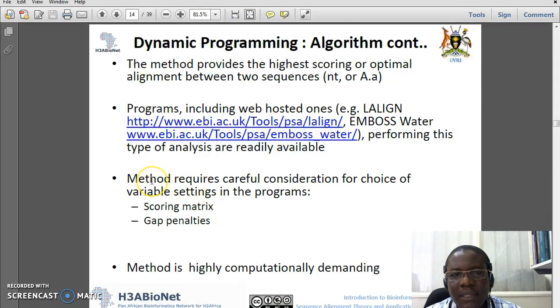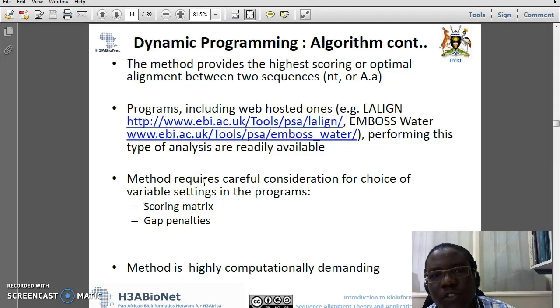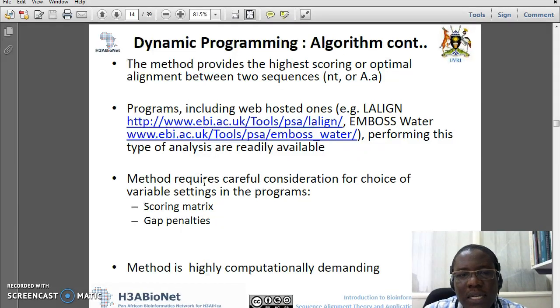Remember, even if that's the case, the method requires careful consideration for your choice of variable settings in the program. Their defaults are right, but you should be able to understand what each field really means and what's the impact of changing a variable in that category. Also, the method is highly computationally demanding, like we saw earlier.